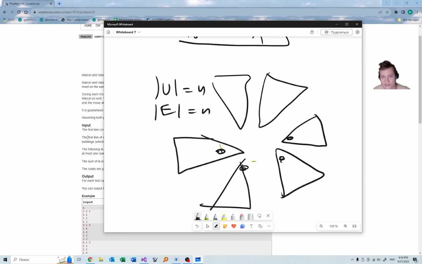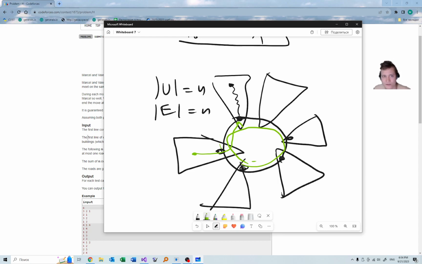If he is not on the cycle, then he wants to get to the cycle before Marcel catches him. If he's in some tree, then the only thing he needs is to get to this vertex, and this means that the only thing Marcel needs is to get to the same vertex. So first of all, you need to find this cycle. If you have a graph with only one cycle, you can find it using DFS.